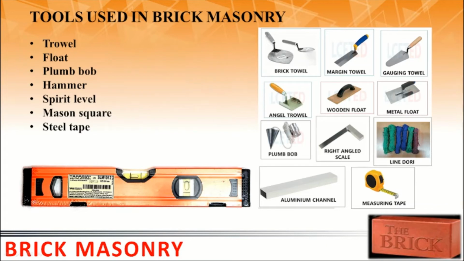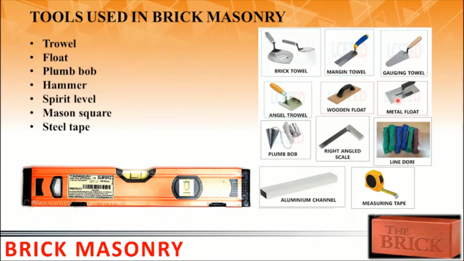Now the tools which are used in brick masonry. Now you can see the first one is the trowel. There are 3-4 kinds of trowels which are used in brick masonry: the brick trowel, the margin trowel, the gouging trowel or the angle trowel. Now there are floats, the wooden float, the metal floats. They are used for the leveling.